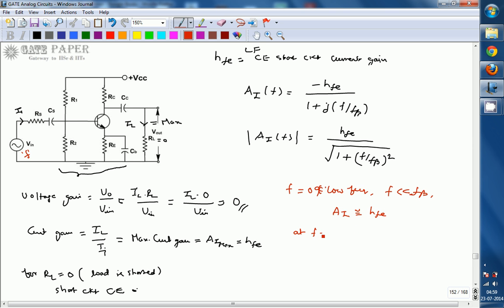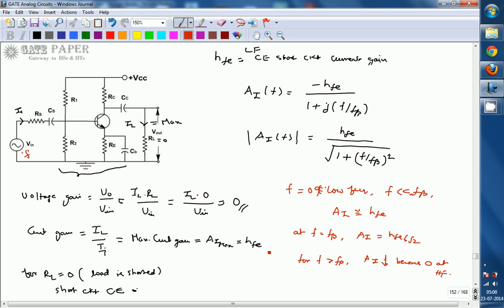Whenever the input signal frequency is exactly equal to f beta, the gain provided by the circuit is HFE by root 2. And for frequencies greater than f beta, f by f beta will be a large value, so the current gain is reduced, and it becomes 0 at high frequencies.